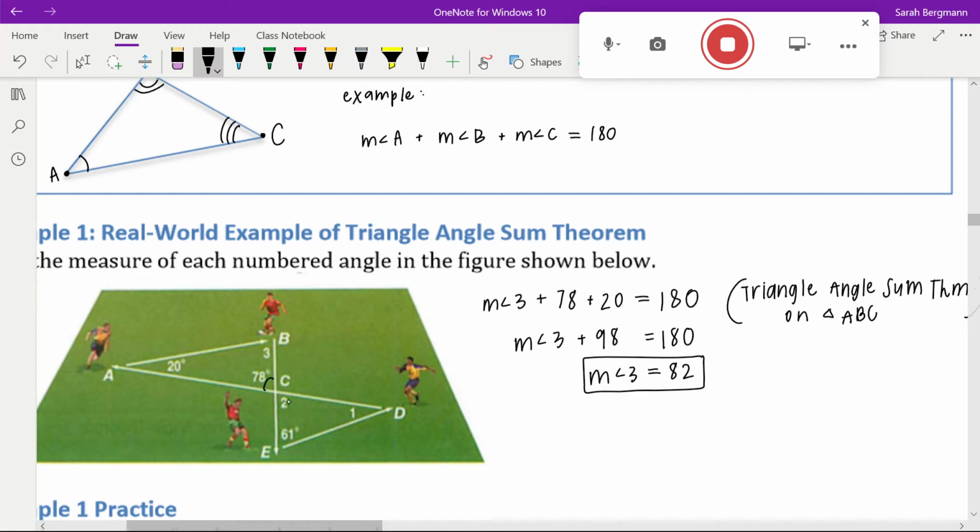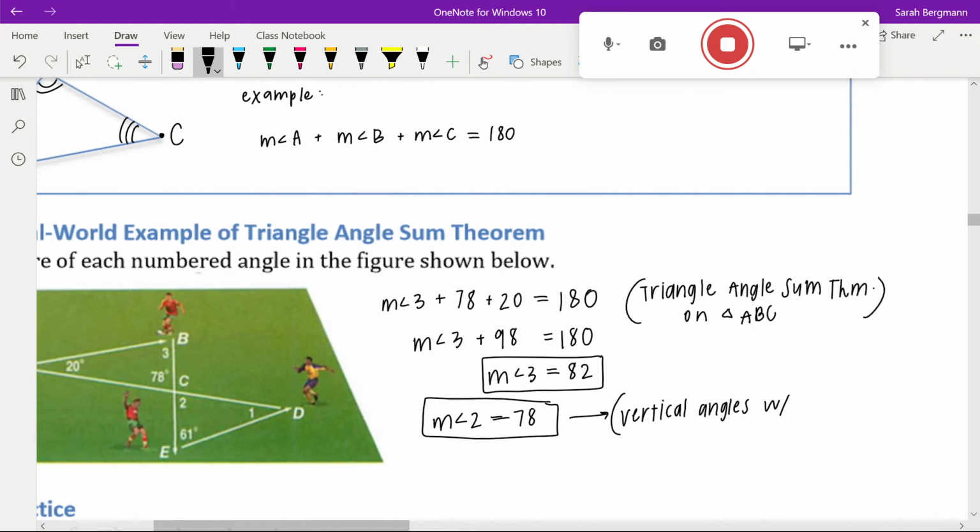I noticed that the measure of angle 2 is a vertical angle with angle BCA. They're formed by two intersecting lines. So that means that the measure of angle 2 must also be 78 degrees. I'll make a note next to that saying that this is based on vertical angles with angle BCA.